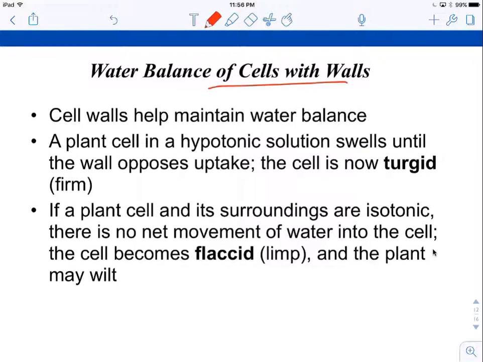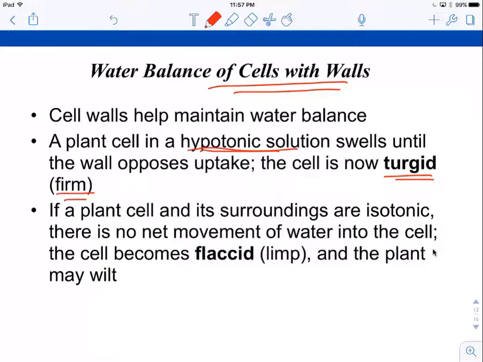Okay. So plant cells, again, we talked a little bit about this already in the previous slides, but again, hypotonic solution is what we want for our plant cells because it gives them a turgid or a firm consistency. The plasma membrane is pushing against the cell walls because there's plenty of water inside. And this is how plants manage to stay upright.